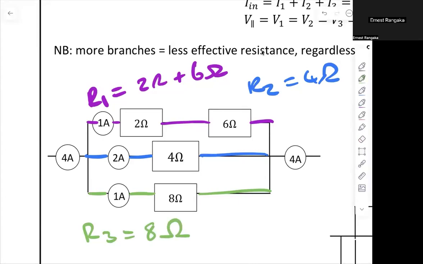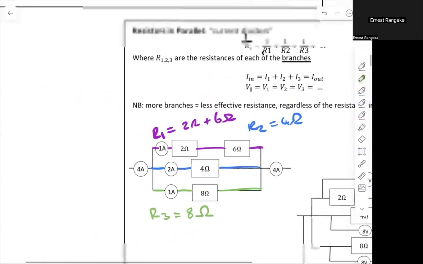So in a branch, if you've got series within one branch, we then add those series ones together. And then we can do R total by saying 1 over R1 plus 1 over R2 plus 1 over R3. And that's going to be equal to 1 over R total. Hope that makes sense to you guys.